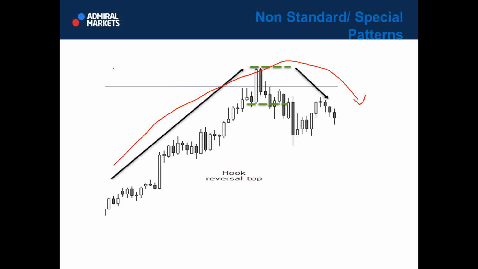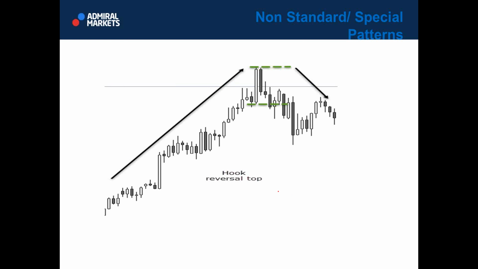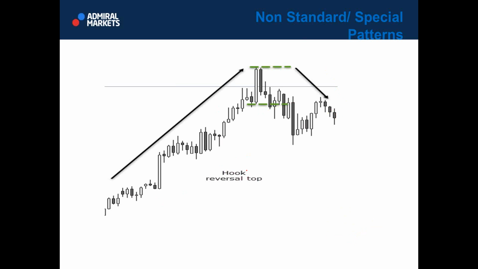If you are trading intraday, let's say this is the 4-hour time frame, you see this pattern, so you zoom into 1 hour or 15 minutes and wait for a short trade setup. Because this is a reversal pattern. This is a bearish reversal pattern. So you don't trade this pattern. You use this pattern as a cue that the trend will turn from uptrend into downtrend. So it's called hook reversal top.